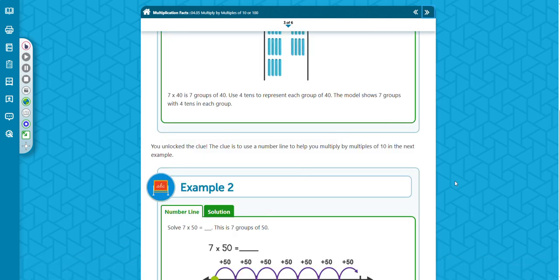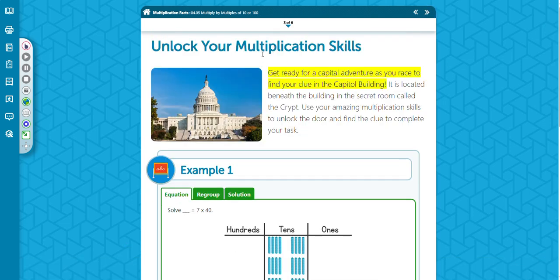Take the multiple challenge at the Capitol Building. Unlock your multiplication skills. Get ready for a capital adventure as you race to find your clue in the Capitol building. It is located beneath the building in the secret room called the crypt. Use your amazing multiplication skills to unlock the door and find the clue to complete your task.